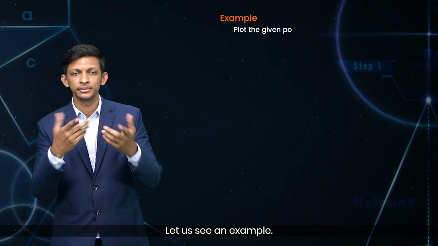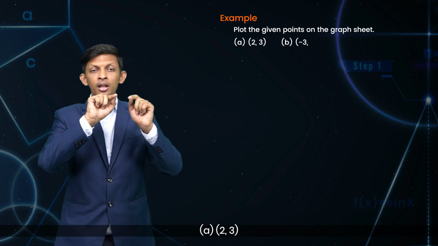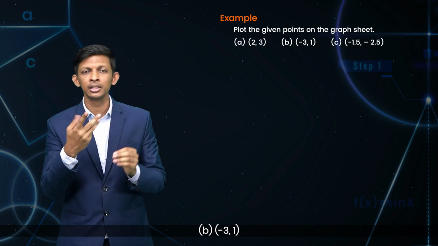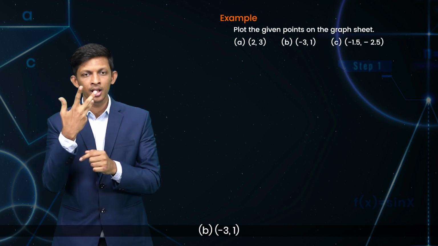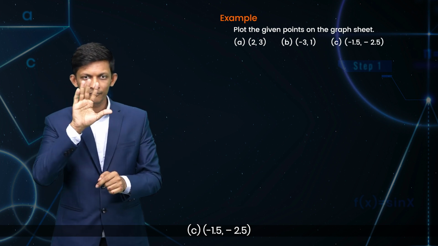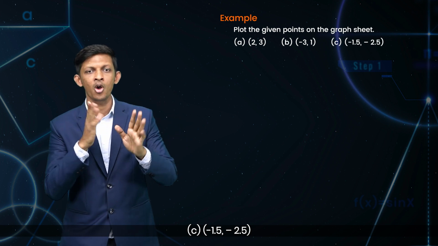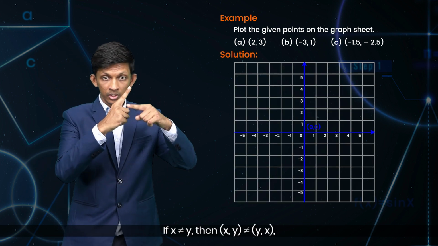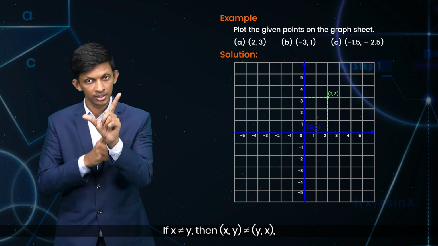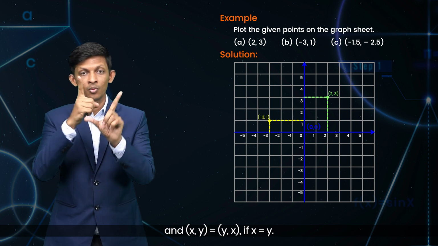Let us see an example. Plot the given points on the graph sheet. A (2, 3), B (-3, 1), C (-1.5, -2.5). Remark: if x is not equal to y, then (x, y) is not equal to (y, x), and (x, y) is equal to (y, x) if x equals y.